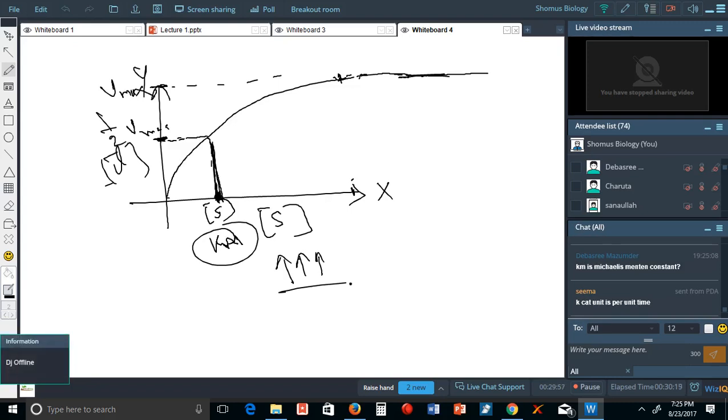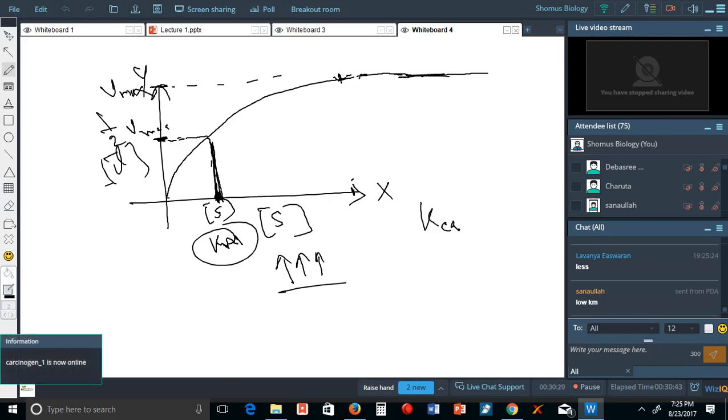So which one is better? Low Km, in terms of a chemical reaction. Low Km means it takes less substrate concentration to reach half of the maximum velocity. So the reaction is working faster. That's why low Km is always desired. That's why we tag Km with affinity. The lower the Km, the higher the affinity. The higher the Km, the lower the affinity.